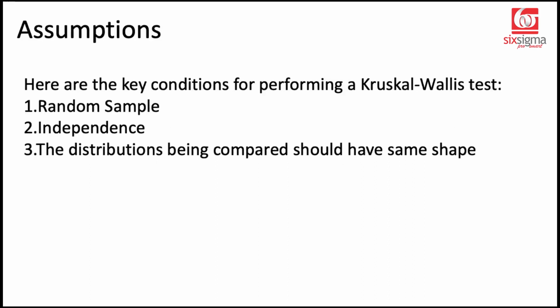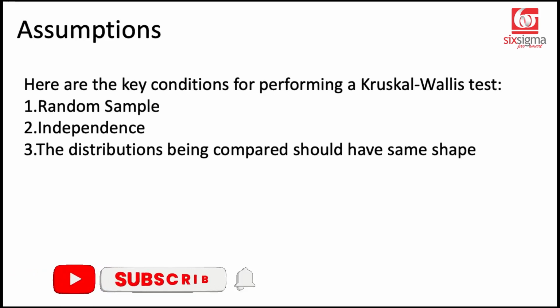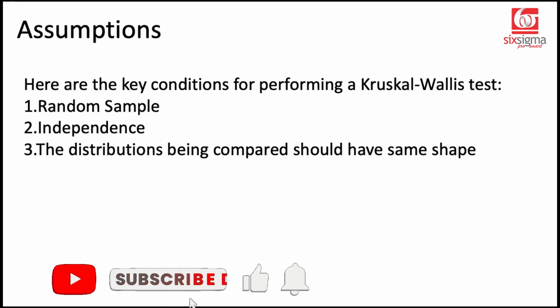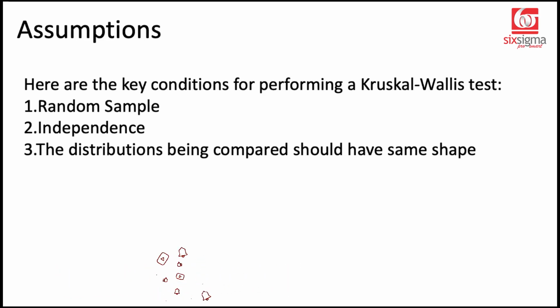What are the key assumptions involved in a Kruskal-Wallis test? It assumes the samples to have been collected randomly and independence of the samples. So the groups that we are trying to compare are supposed to be independent. The observations within the group, again, are supposed to be independent of each other. A different assumption here is related to the shape of the distributions. So Kruskal-Wallis assumes that the distributions we are comparing have comparable shapes.